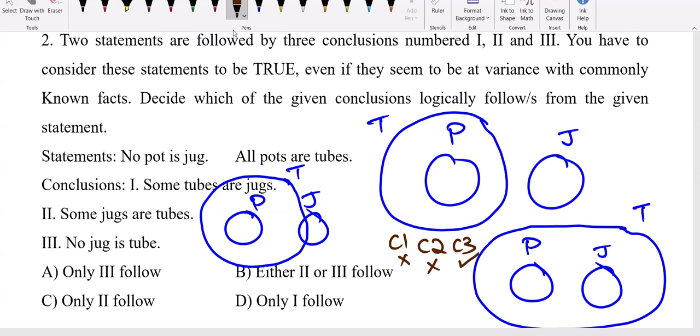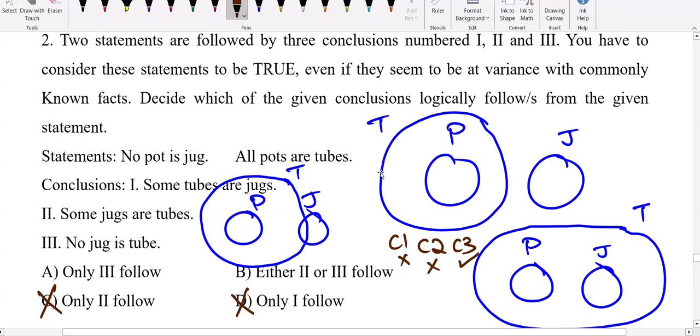Now listen, only one follows, I can remove this option. Why? Only one follows means it should be correct in all diagrams. Is first one correct in all diagrams? No, in my first diagram the first one is wrong. So I can't say only one follows. Only two follow also wrong. Why? Second one failed in one diagram. See, your answer only two follows is correct if two is correct in all diagrams. But in my first diagram, 1 and 2 are eliminated. I cannot go for only one follows, only two follow out.